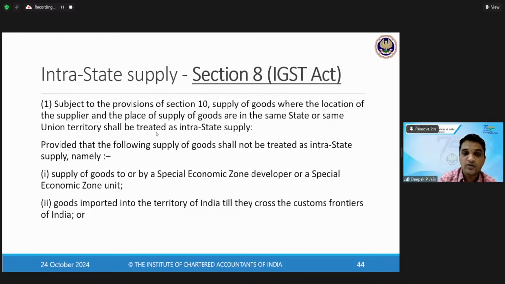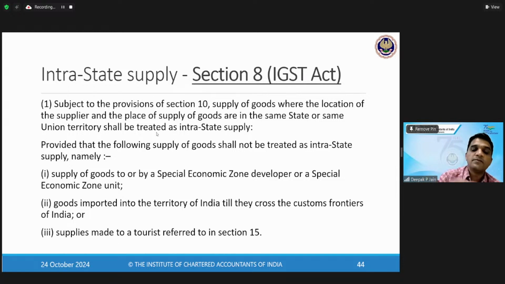Then goods imported into the territory of India will not be an intrastate supply. And supply made to a tourist is again not an intrastate supply. Because when the tourist goes outside India, he can claim the refund. So when a tourist comes, you have to charge him interstate. But this is just there in the law. It has not been implemented. So you don't ask me, sir, whether the tourist will go outside or not, I don't know. They've just made it in this section, but you cannot establish that. So you will charge regular tax itself.